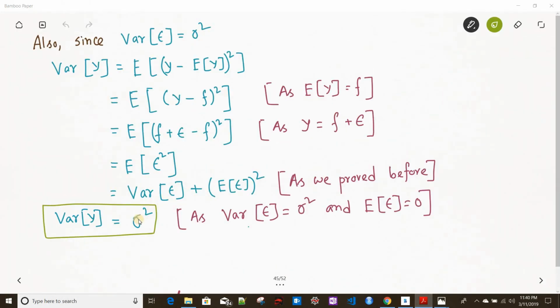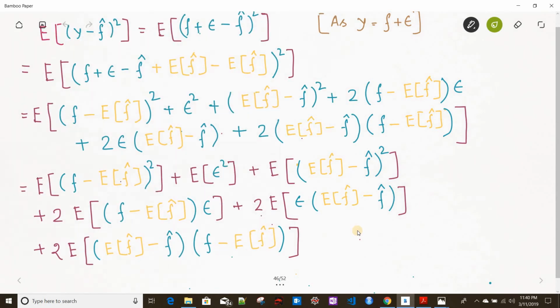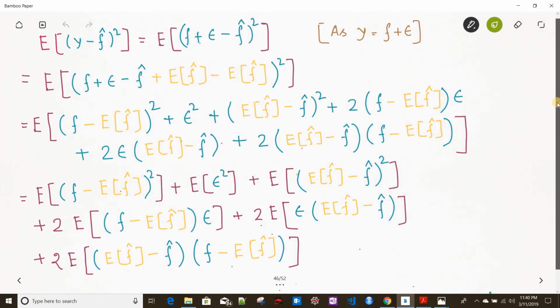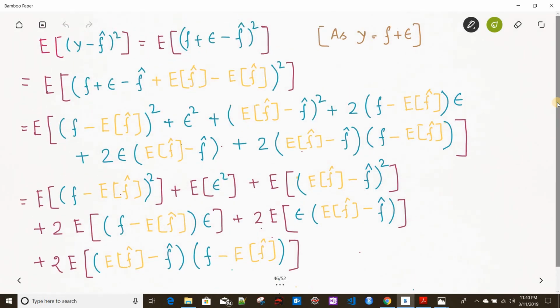So that is what we have written over here. Now the expected value of epsilon is 0 because its mean is 0. So ultimately it becomes sigma square, the variance of y. Okay, this we will also use in our MSE formula. So now we are determining the MSE value, right?